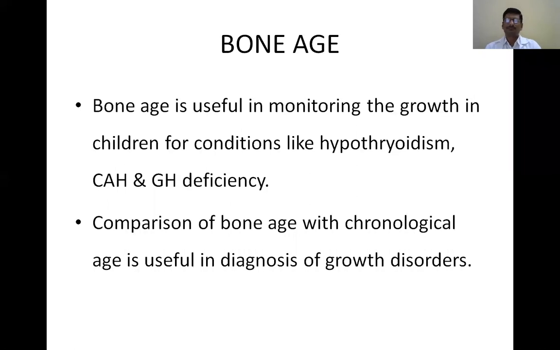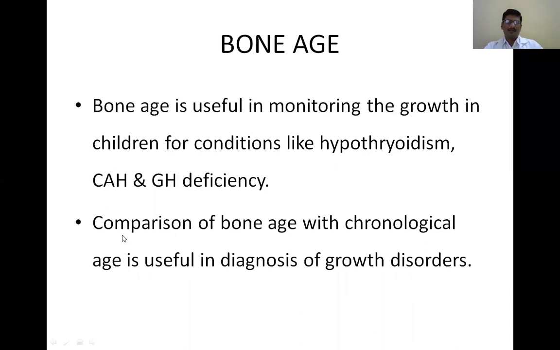Next, we can also assess growth and nutritional status by calculating the bone age. Bone age is useful in monitoring growth in children and in conditions like hypothyroidism, congenital adrenal hyperplasia, and growth hormone deficiency. Whenever these hormonal defects are there, they can be studied by monitoring the bone age.